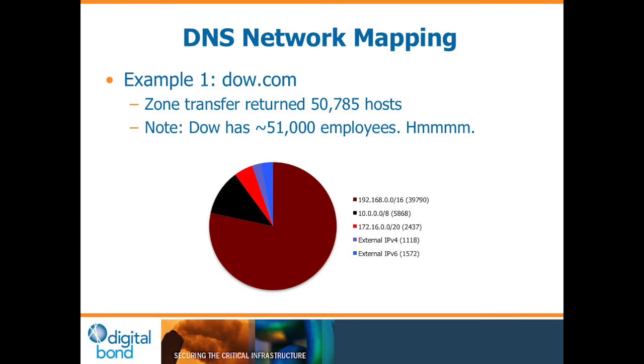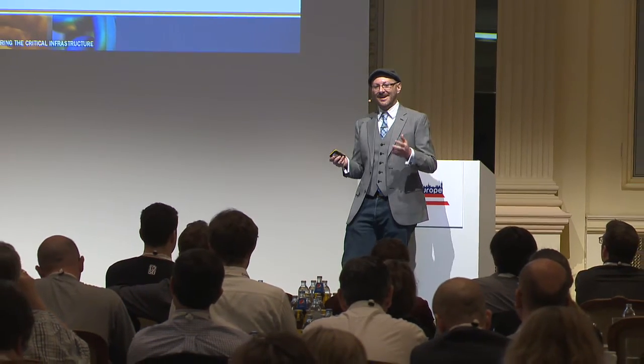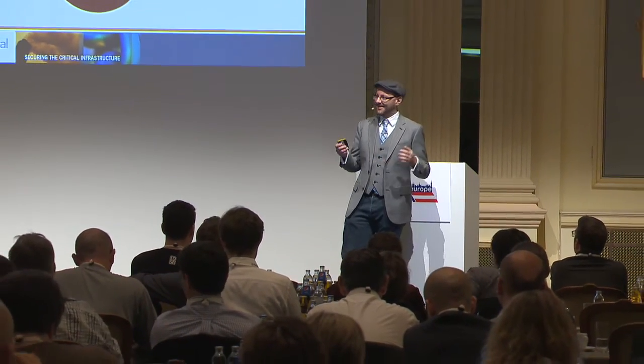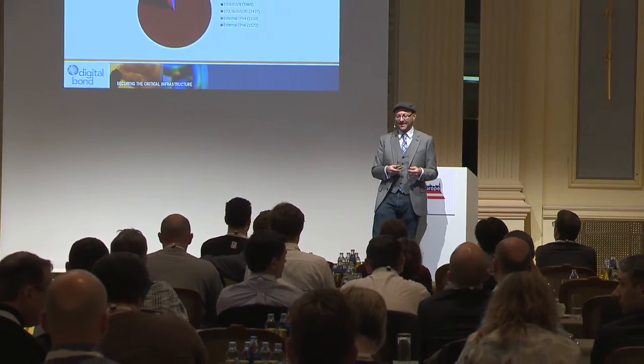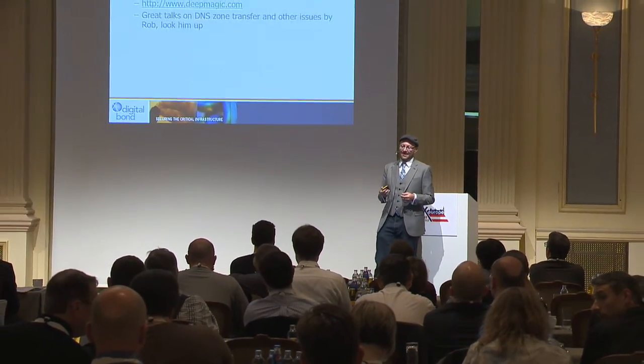In the Dow example, there were some interesting stats. We did the zone transfer. There were almost 51,000 hosts on their network. They're a publicly traded company, so you can know how many employees they have. They had about 51,000 employees at the time. So it's kind of an interesting metric. This graph just shows what their internal IP addressing structure looked like at the time.